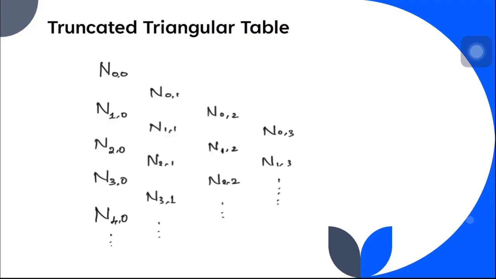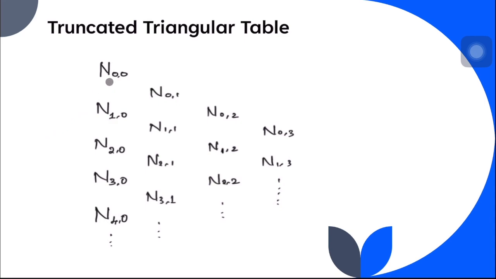So this is the formula. N i,0 of u is equal to 1 if u lies between ui and ui plus 1, and in all other cases it is 0. N i,p of u equals (u minus ui) by (ui plus p minus ui) into N i,p minus 1 of u, plus (ui plus p plus 1 minus u) by (ui plus p plus 1 minus ui plus 1) into N i plus 1,p minus 1 of u. This is the formula we are going to use, and we get a truncated triangular table here.